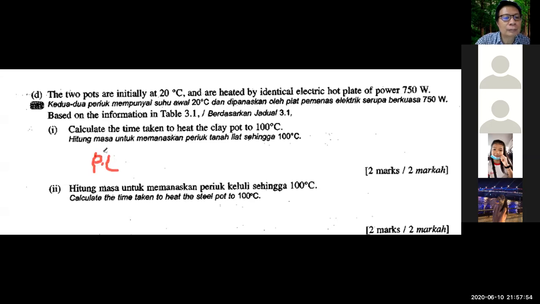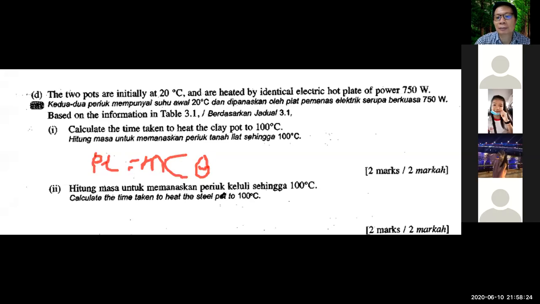Pt equals mc theta, where m is the mass, c the specific heat capacity, and theta the change in temperature, okay? So this one is for the clay pot: power times time equals mc theta. Next, calculate the time taken to heat the steel pot. Same formula, Pt equals mc theta. Both use the same formula, and both use the time. The only difference now is that this c is for the clay pot, and this c is for the steel pot, different now.